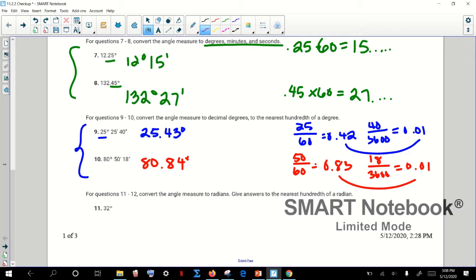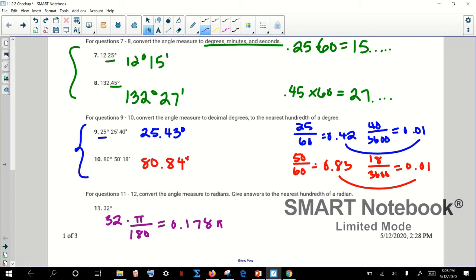So with number 11, I want to figure out how many radians 32 degrees is. So what I'm going to do is take 32, and I want to have pi in my answer, so I'm going to multiply by pi over 180. First I'm going to do 32 divided by 180, which is 0.178, let's say, 0.178 pi.